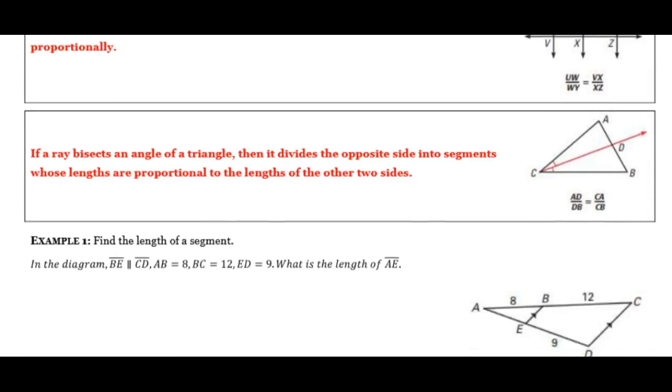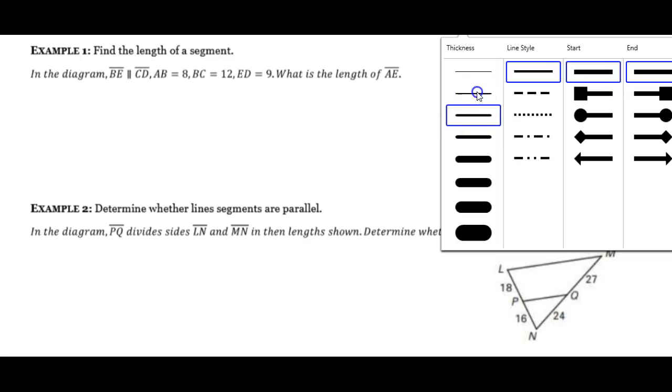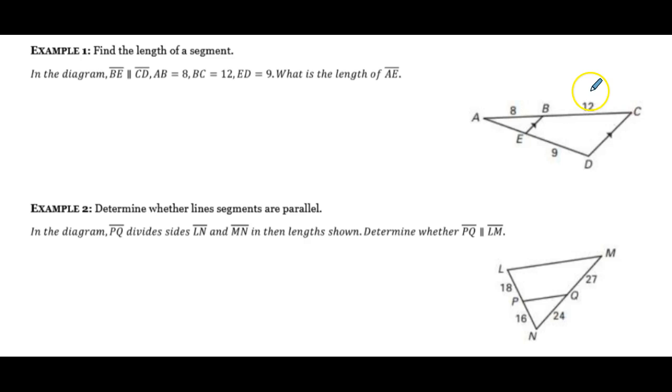Alright, so let's do a few examples. In example 1, I want to find the length of the segment. And I know in this diagram that BE is parallel to CD, excuse me. And I'm told that BC is 12 and ED is 9, and BA is 8, and I want to find the length of AE. So I'm just going to call this X. And you can use BE as your fraction bar, and that's what I'm going to do.